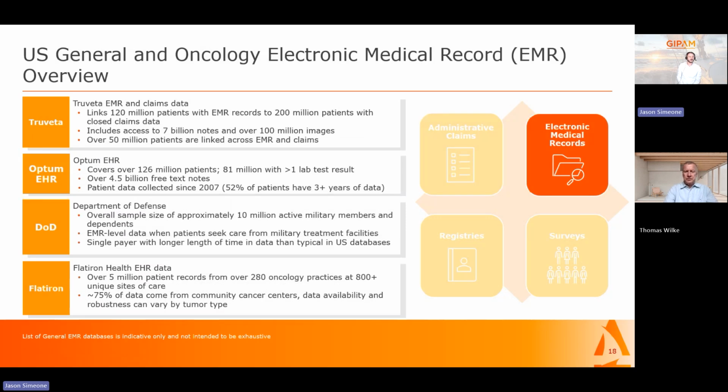On this slide here, I wanted to provide an overview of some types of electronic medical records databases that are available. There are general electronic medical records databases that capture care across the healthcare spectrum, across inpatient, outpatient care, across specialties. And so one of those is a company called Triveta. It's very large. It's over 120 million people, and they do have a linkage for EMR and claims.